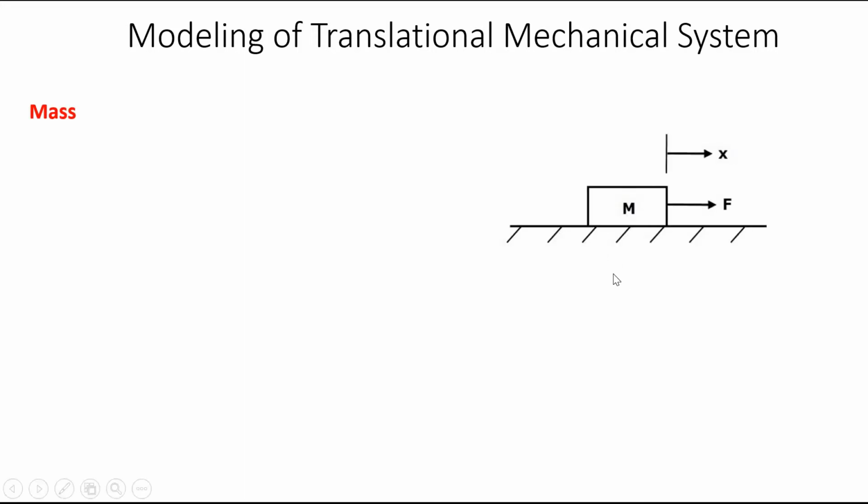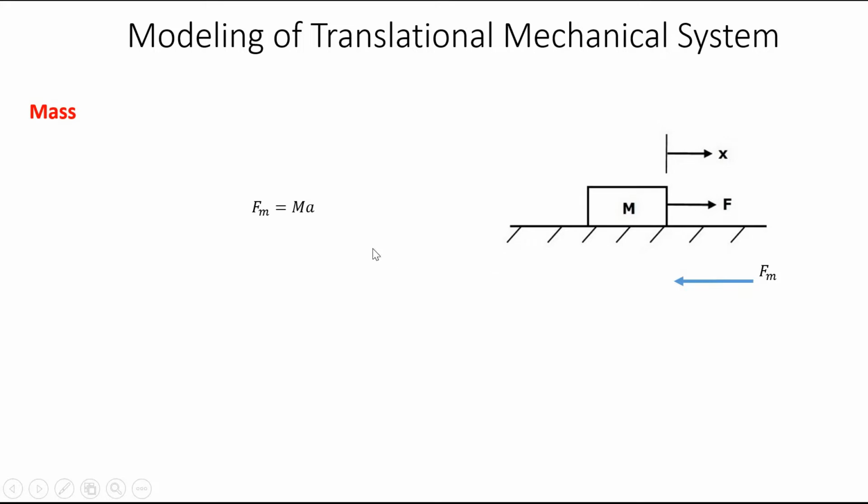First, we can consider the mass. Let us consider the element mass m, and we are applying a force F on it. It will cause a displacement x. x is the displacement if we are applying the force F on the mass m. By Newton's law, this mass will oppose the applied force by an equal and opposite force Fm, where Fm is equal to m into a, where m is the mass and a is the acceleration of the element.